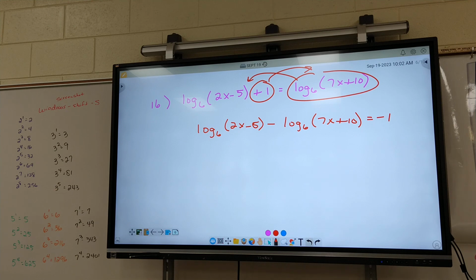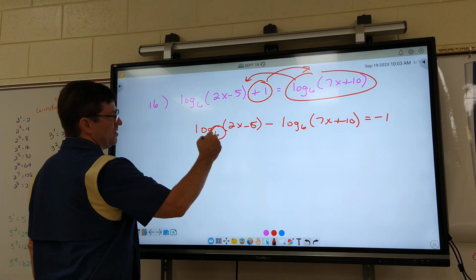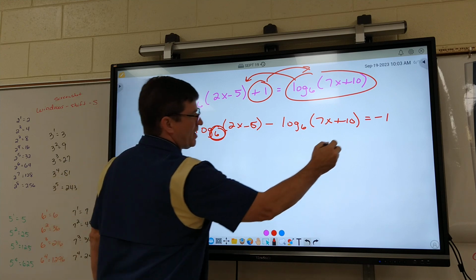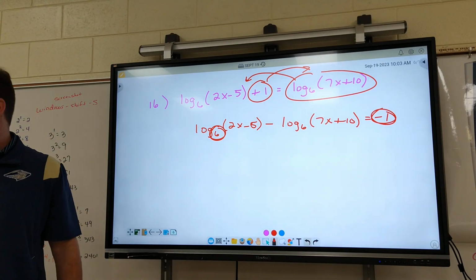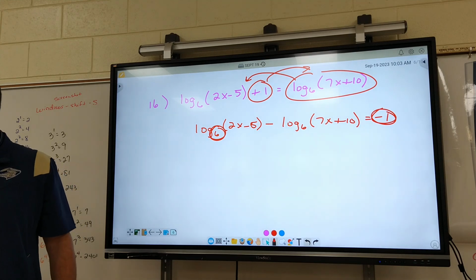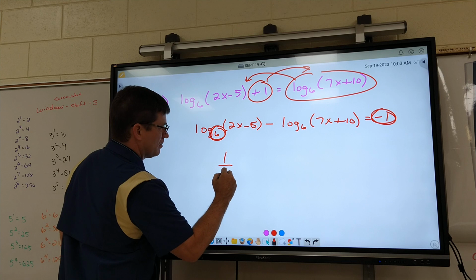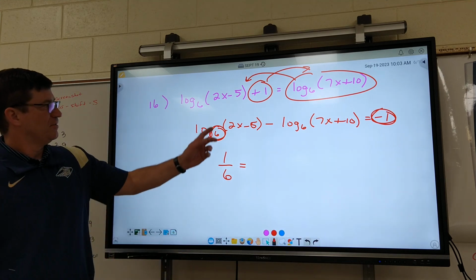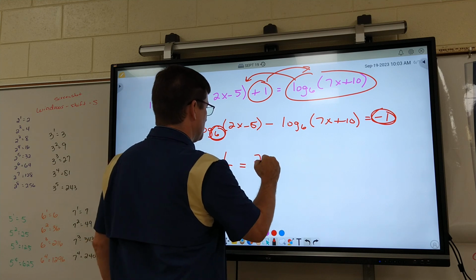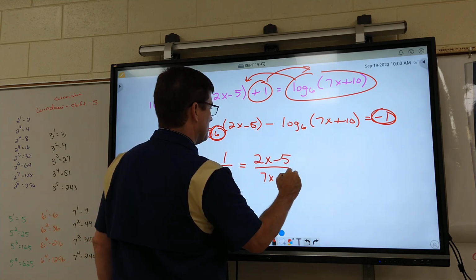Set it up the new way that we've been doing. All right, let's set it up. It's got to be 6 to the -1. Somebody type that in your calculator. Make it a fraction for me. 6 to the -1. 1 over 6. Equals. These two, you got to divide them, so it's 2x minus 5 equals 7x plus 10.